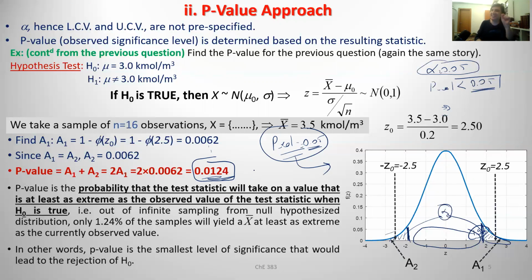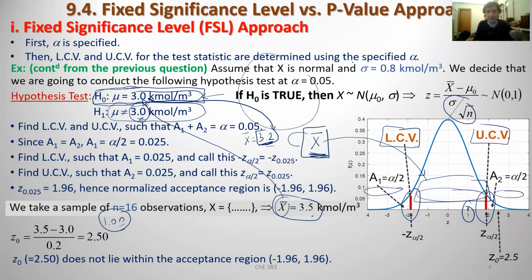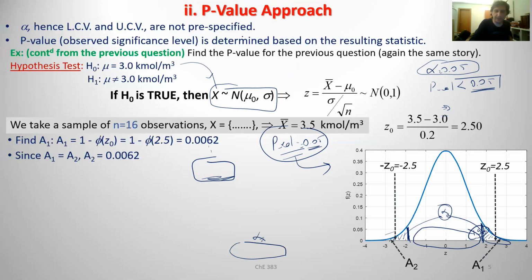0.0124 corresponds to that the statistic that we have assumed to come from the null hypothesis distribution can only occur with 1.24% of the samples. So in other words, as I said in the very last statement, the relation between p-value and alpha: the p-value is the smallest level of significance, the smallest alpha value, that would lead to rejection of H0. So for the same question using the previous approach, if alpha is equal to 0.0100, was it 124? I forgot. 124.